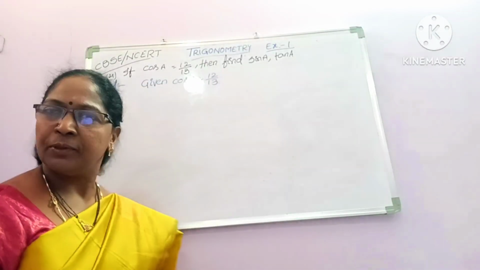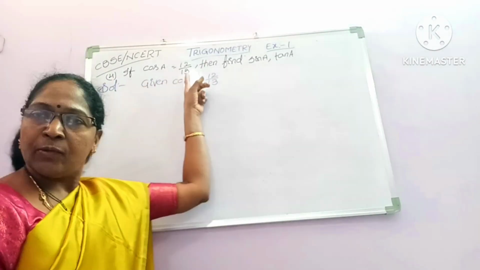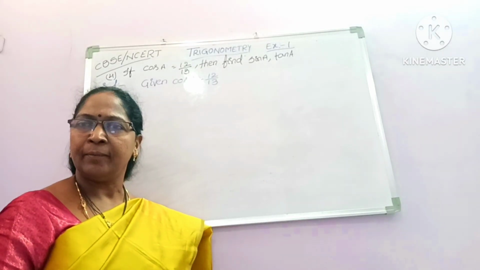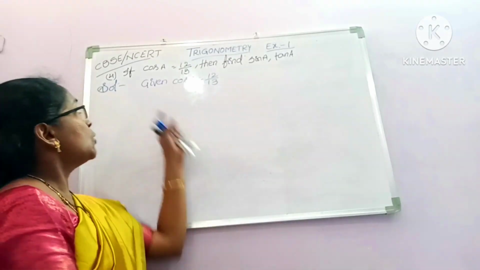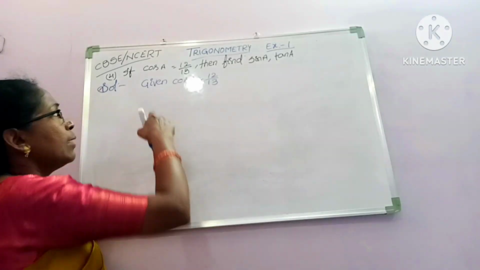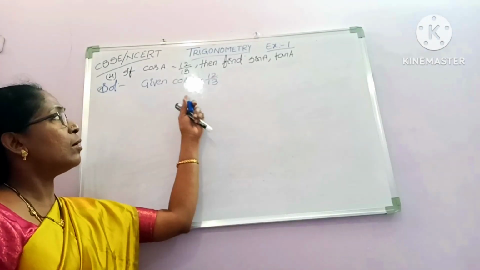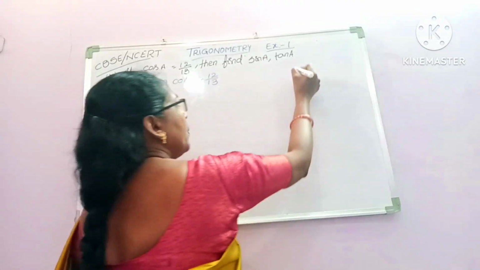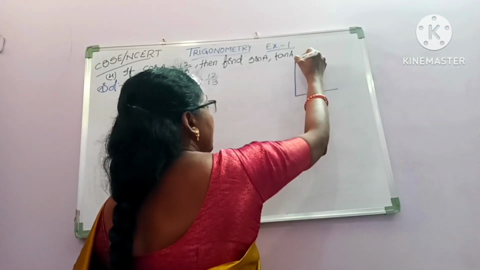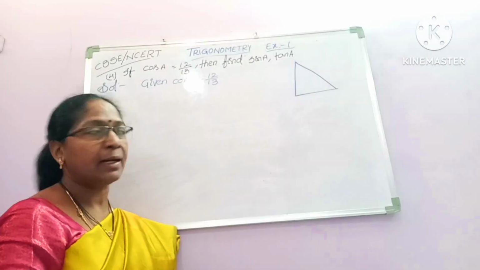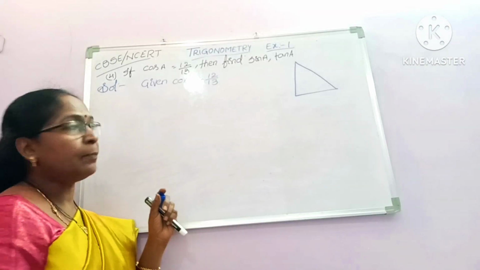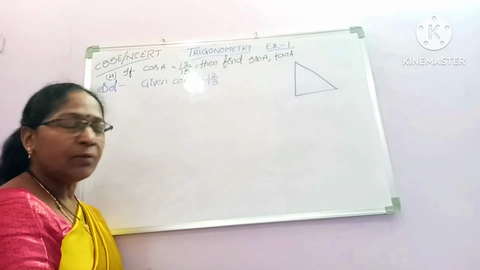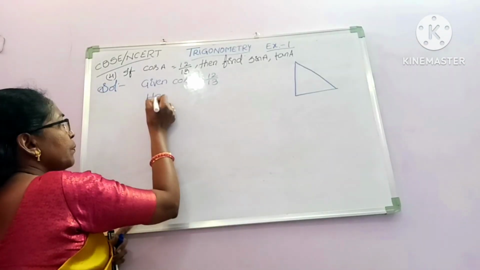Next question, fourth question. If cos A equal to 12 by 13, then find sin A and tan A. This is a simple question. So what is given here? First you have to write the given thing: cos A equal to 12 by 13. Again, side values are not given. First you should draw the right angle triangle. Just write it, later we can represent the side values. Cos A equal to 12 by 13.